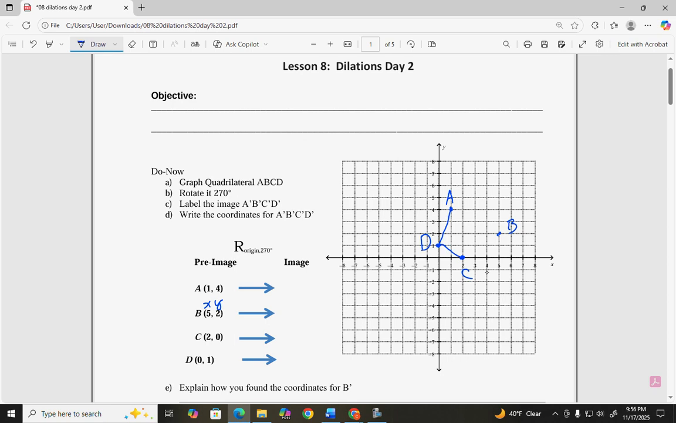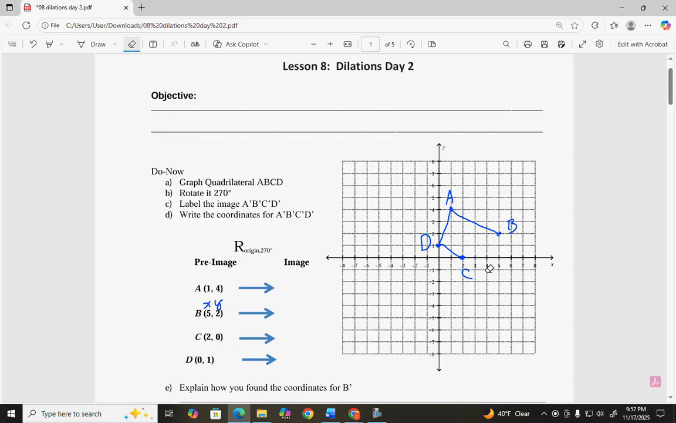So this is quadrilateral ABCD. Remember that the term quadrilateral stands for something with 4 sides. I don't have a ruler, so I didn't draw this beautifully, but it's good enough. That's better. So the main thing is this rotation of 270.